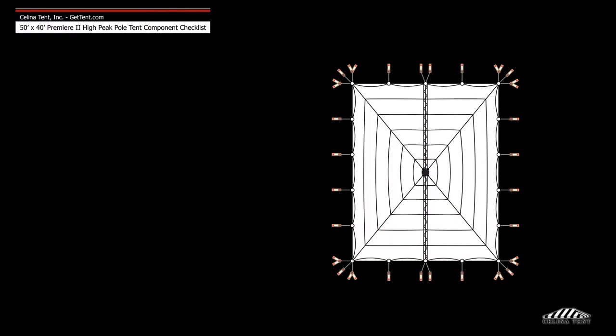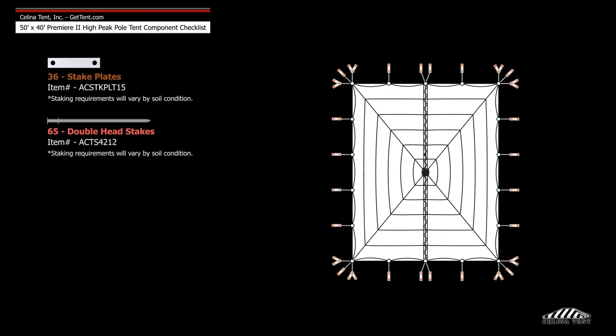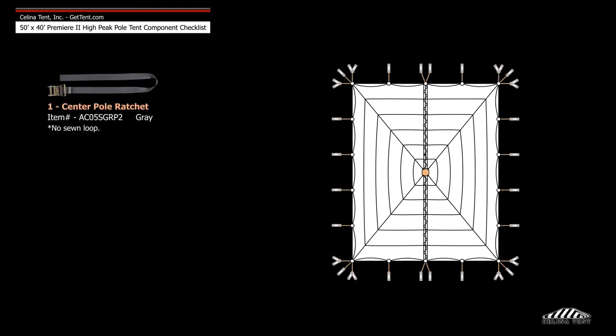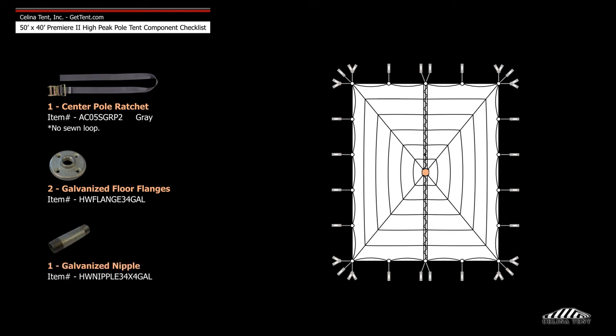Anchoring devices and accessories include 36 stake plates, 65 double-head stakes, 28 box ratchets, 28 tie backs, 1 center pole ratchet, 2 galvanized floor flanges, and 1 galvanized nipple.